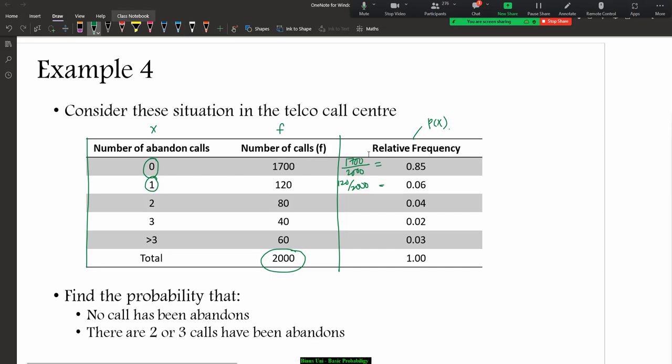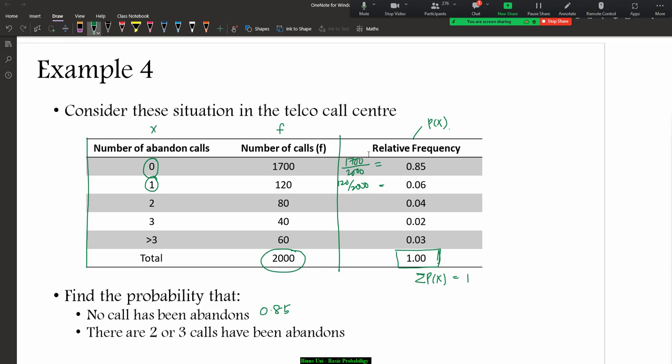And if you notice, the total of all these relative frequencies should equal 1. It follows the second rule of probability, meaning that the total probability should be equal to 1. So let's say we want to find the probability that no call has been abandoned. This one should be 0.85. We just take this relative frequency.